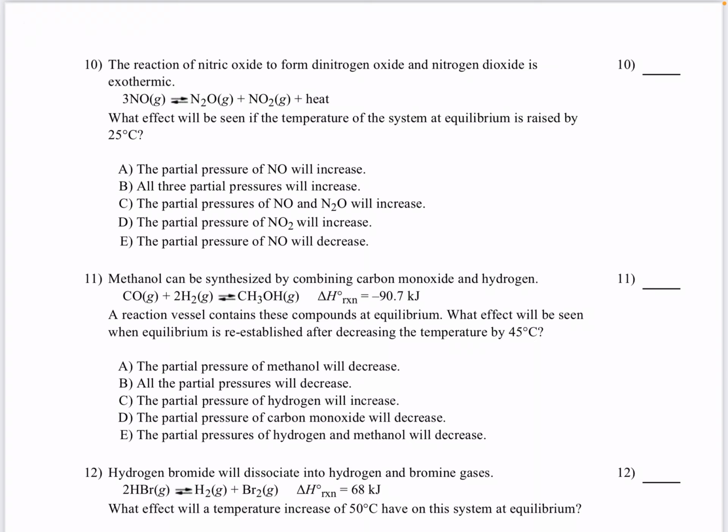Okay, so this is the second part of our chapter 4 homework, and we are talking about Le Chatelier's principle. Remember, you guys know what Le Chatelier's principle is. Can somebody tell me what Le Chatelier's principle is? This chapter 4 homework is all based on Le Chatelier's principle.